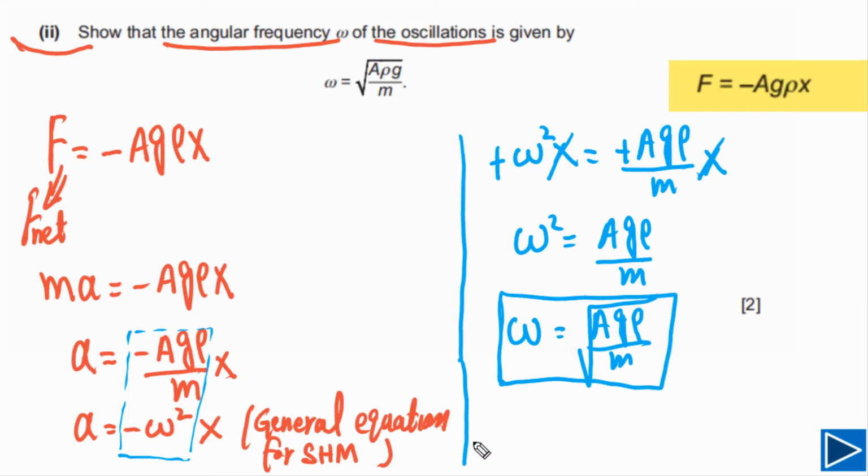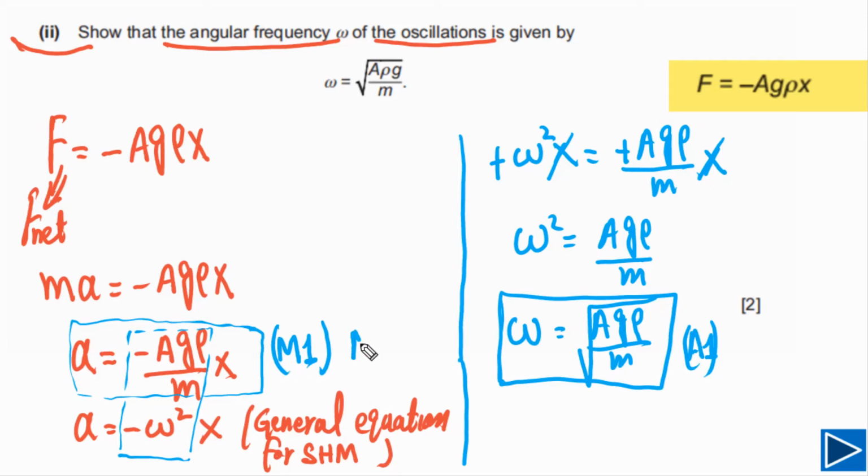This question has 2 marks. The first mark you will get if you have written this. If you have written A is equal to this, you will get the first mark, and that is the M mark. It means you have to write down this expression, so then you will get this mark. And the second mark is the answer mark.